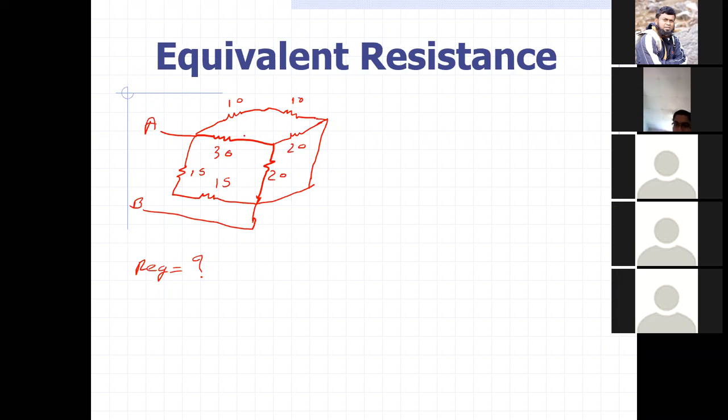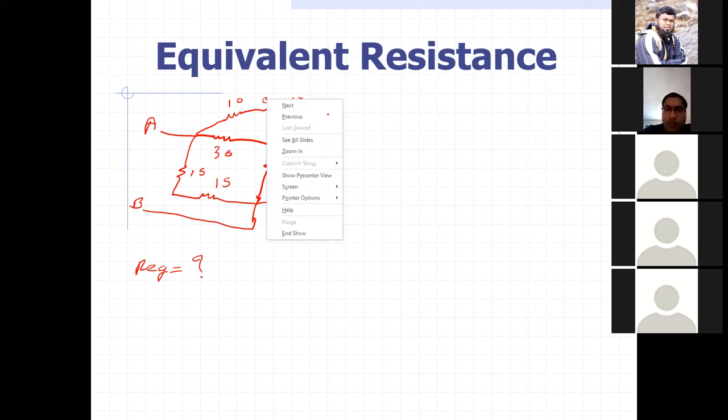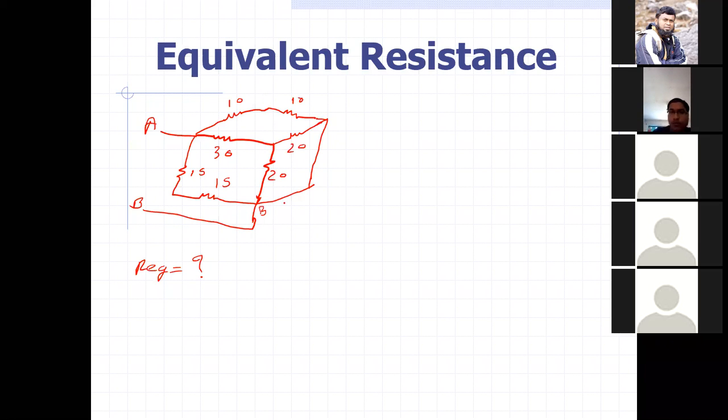At first, the circuit must be redrawn. Suppose this is A. This is already B. Now suppose this is C. Now this is not D, because this is B, and this also B, because this is the short. Clear? All are clear? So this point is B. This pole is short, so this also B.